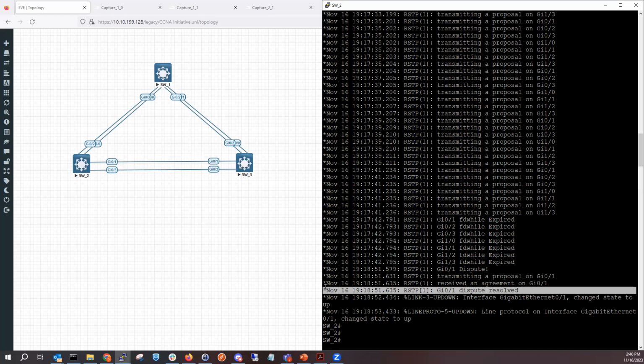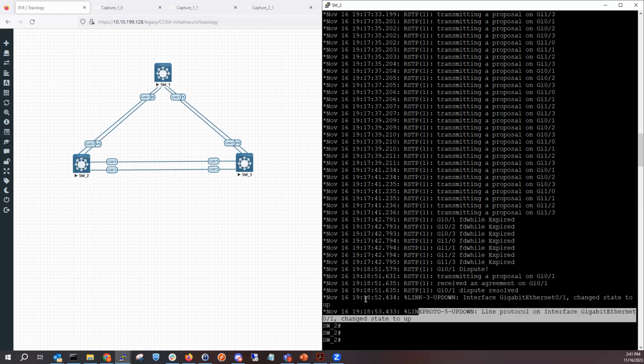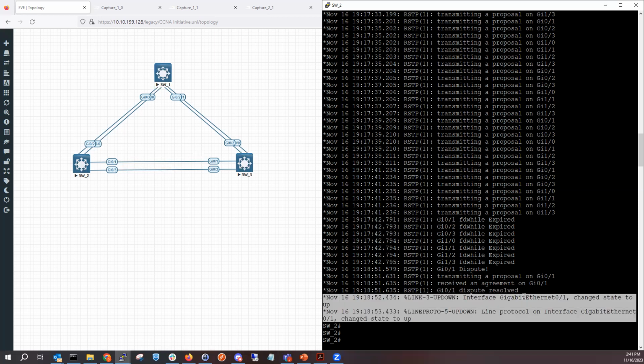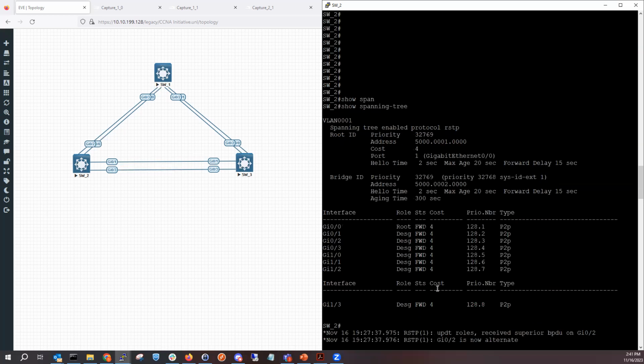Then we see the tiebreaker has been selected. That's when we see a dispute has been resolved, so the tiebreaker is not happening anymore. It took roughly 4 milliseconds. And we see gigabit 0/1 has changed to a state of being up, so layer 1 and layer 2 are showing up. And we can see gigabit 0/1 in the forwarding state.